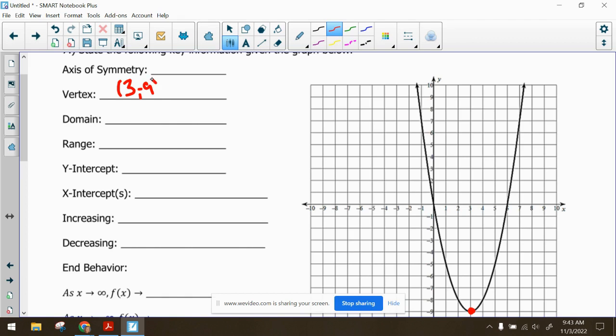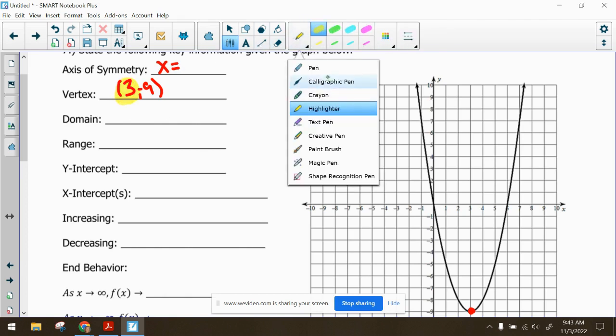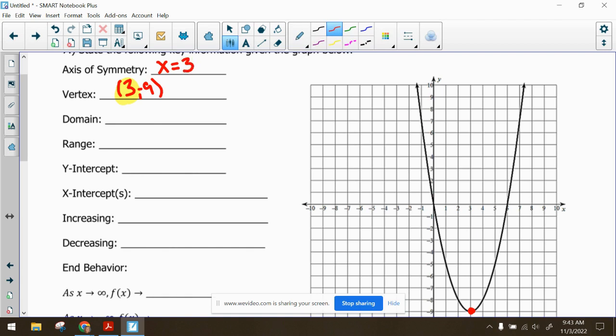If I know that that's my vertex, my axis of symmetry always starts with x equals, and whatever value we found for the x value is the axis of symmetry. Our domain is kind of like our giveaway question here. That's always going to be the same for quadratics, -infinity to infinity. That's all of our possible x values. Our range is all the possible y values. Our lowest one is -9, and it's going to go all the way up to infinity.